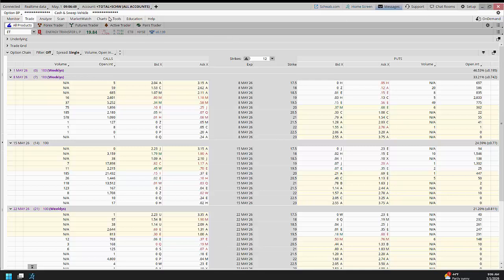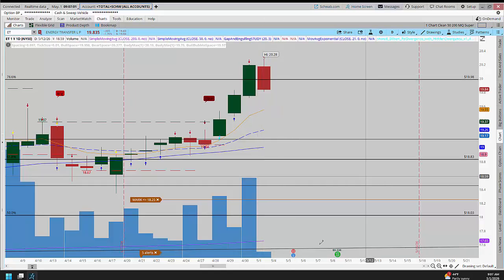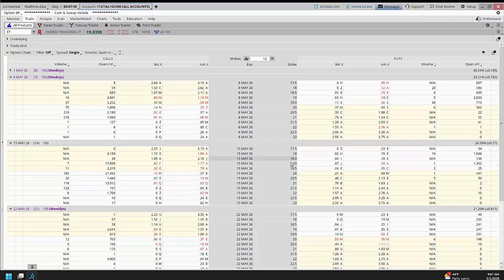I'm looking at ET, Energy Transfer, and they have earnings coming up. It's pulling back right now, and I wanted to hedge it ahead of earnings. So I wanted to give you an example of looking at and comparing different expirations. What we can see is that, for this expiration, which includes earnings, let's say I wanted to buy roughly the at the money long put.